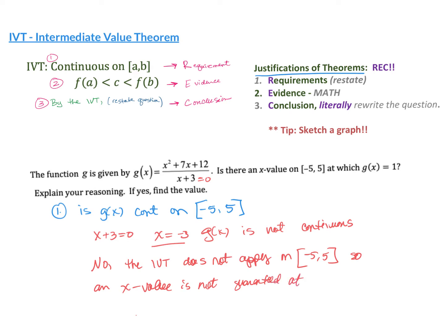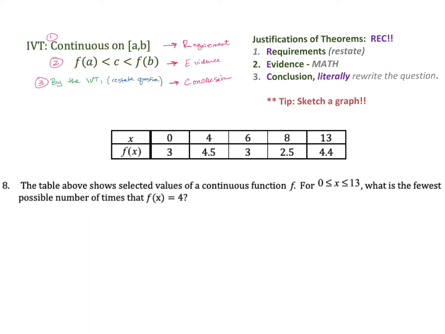At which g of x equals 1. And there may be one, but it's not guaranteed. And they're saying, is there a value for sure? And there could be, but we can't say for sure because it's not continuous. So let's look at a different problem.